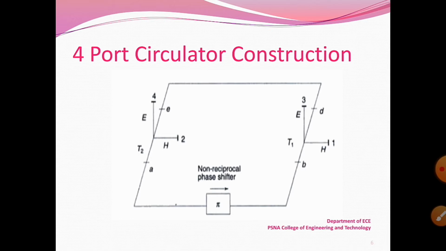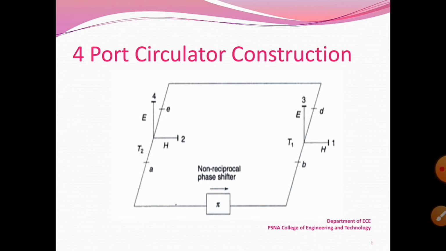If the signal is given at port 2, it will split into 2 equal amplitude and equal phase waves in the collinear arms of magic T2, and they will appear at points B and D out of phase due to the presence of the non-reciprocal 180-degree phase shifter. These waves get added up and appear at port 3 in magic T1.